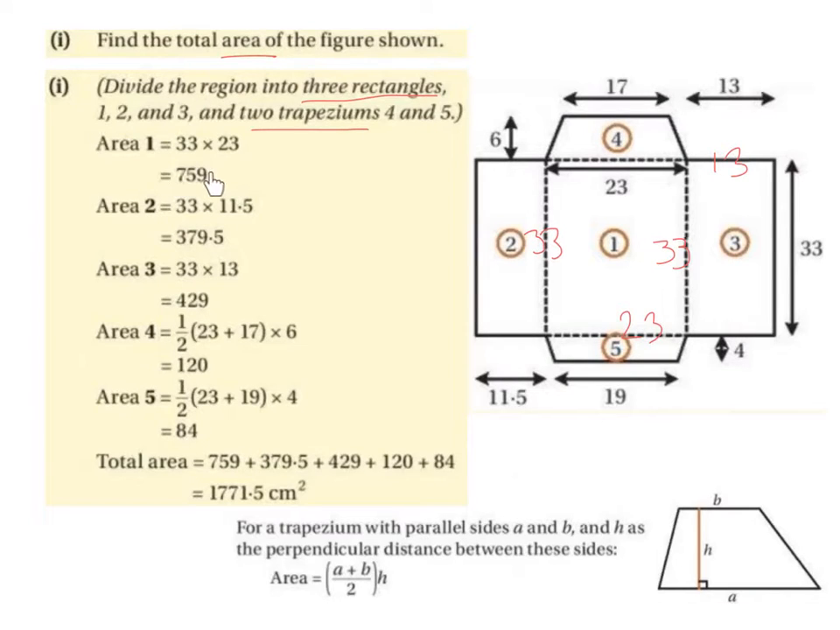So we have 759, 379.5, 429, 120, and 84. And adding them all together, we get 1771.5 centimetres squared.